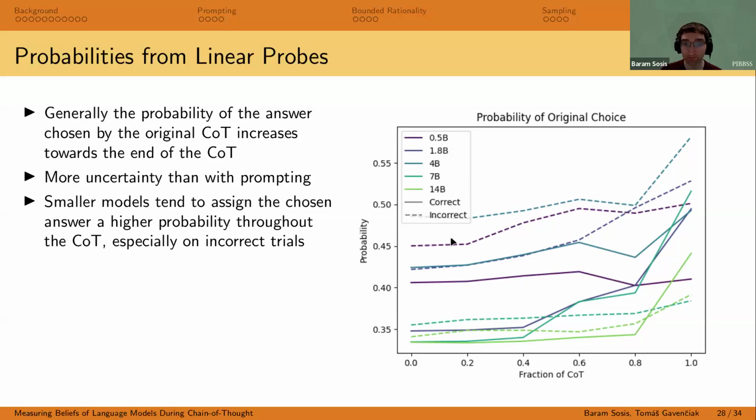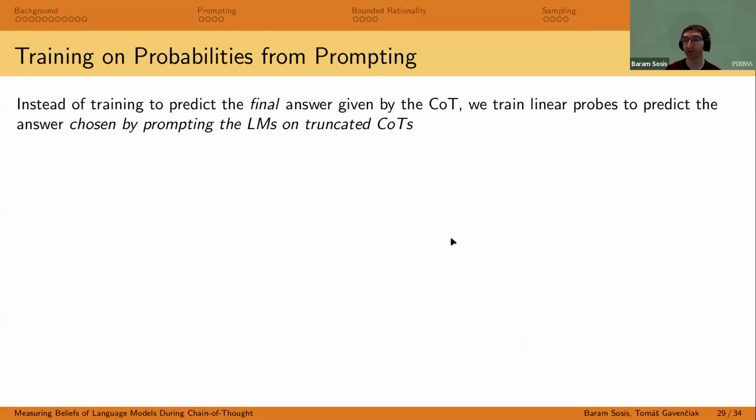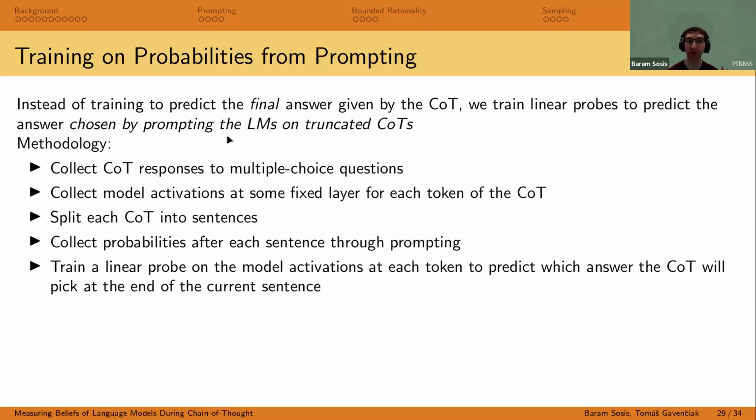Okay, sorry. The next thing I want to talk about ended up happening sort of by accident, I think. But what I did was I trained a linear probe to predict not the final answer, but the intermediate responses that we get from prompting the language model. The methodology here is kind of complicated, but we get these chains of thought, we split them up by sentence, and prompt the language model to give us a distribution at the end of each sentence, like we talked about earlier. Then we train the linear probes to predict not the final answer, but these intermediate answers, right? What answer will the language model give at the end of each sentence?